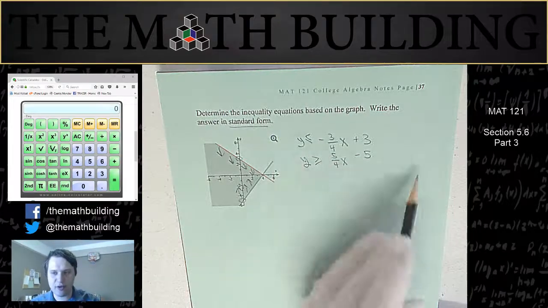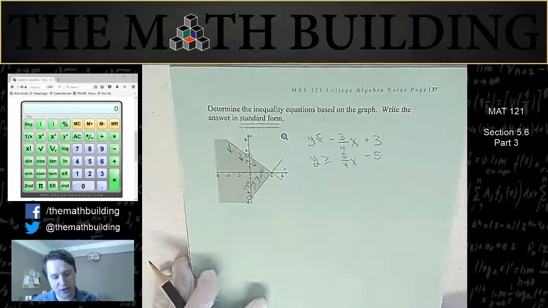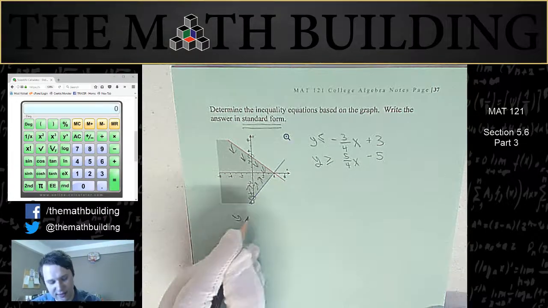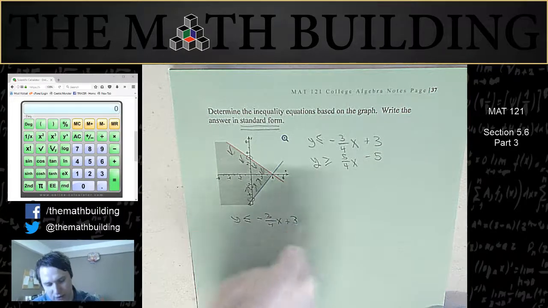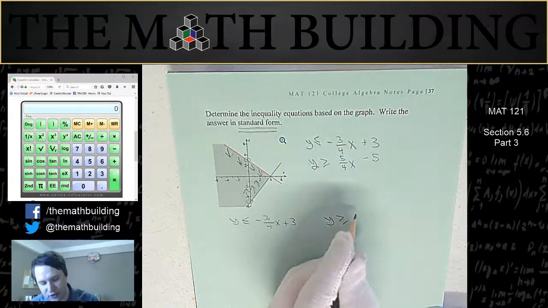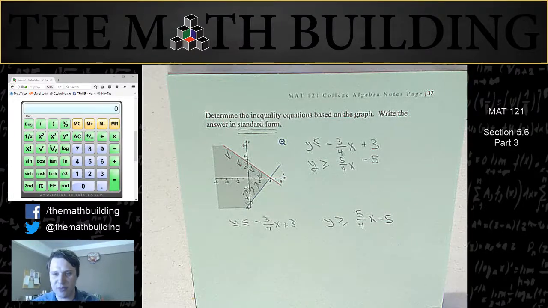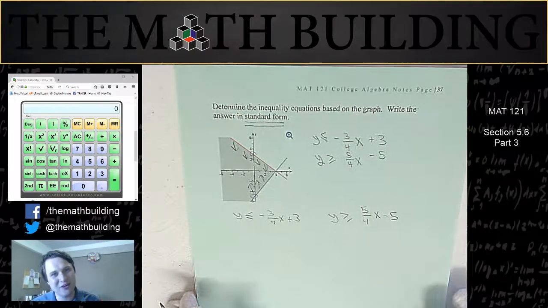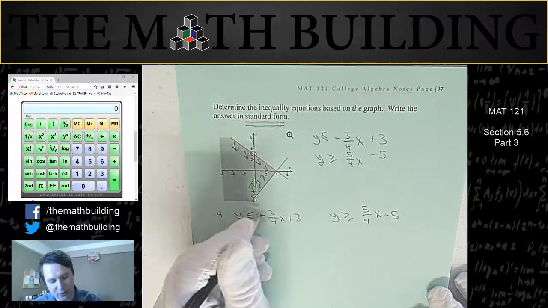So here's the system of equations. The last thing to do is to put them in standard form. So let's write them next to each other. y is less than or equal to negative 3 over 4x plus 3. y is greater than or equal to 5 over 4x minus 5. And let's put them in standard form. So the first thing to do is to get rid of our fractions. So let's multiply this equation by 4.